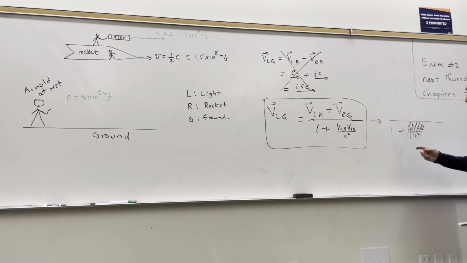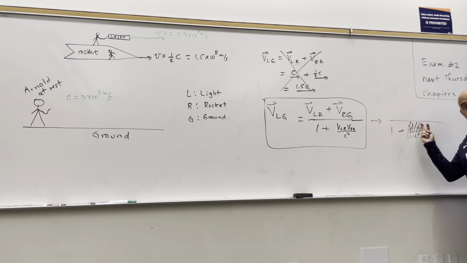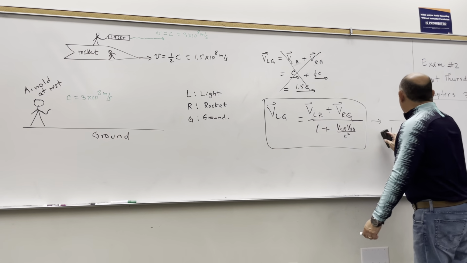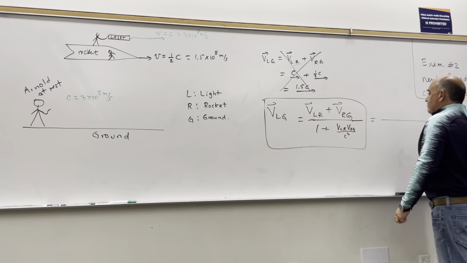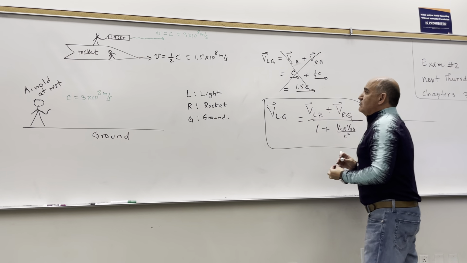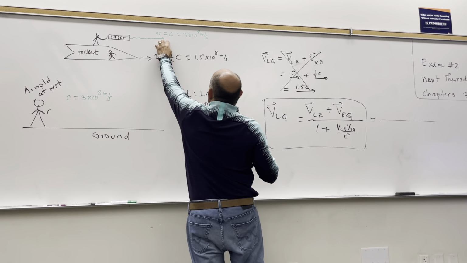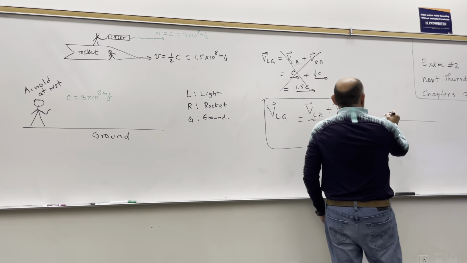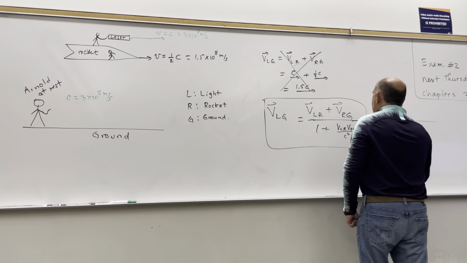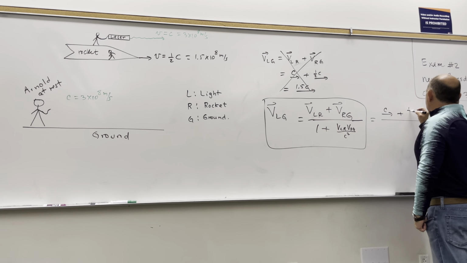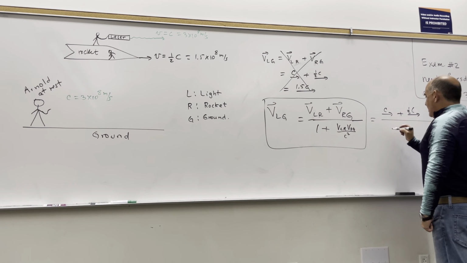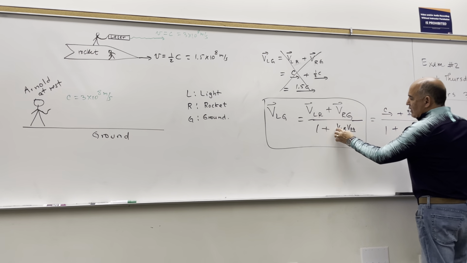But if the speeds, both of them, are comparable to the speed of light, then you cannot neglect that term. So what Einstein then did was that for this particular problem, you have the velocity of the light relative to the rocket. So that's c to the right, plus the velocity of the rocket relative to the ground. That's half of c to the right. And then this is 1 plus, and then what's the magnitude of this?